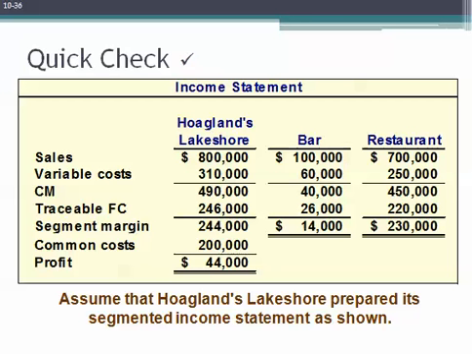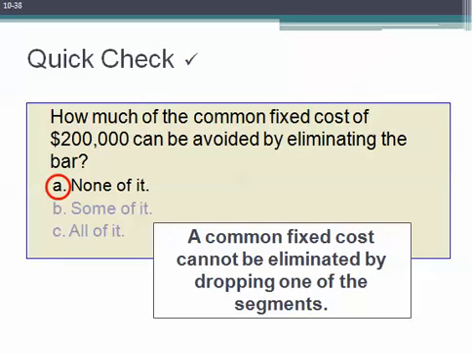We've got an income statement for Hoagland's Lakeshore Bar and Restaurant. And we've got the total income statement broken down into bar and restaurant segments. Our first question is how much of the common fixed cost, the $200,000 in common fixed costs, could be eliminated if we close down either the bar or the restaurant? And the answer to that question is none of it. Remember, a common fixed cost can't be eliminated by dropping one of the segments.